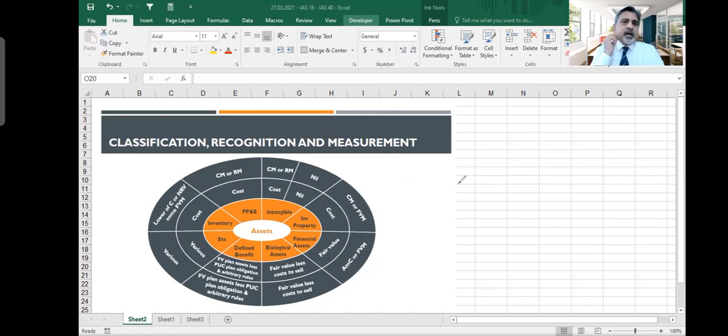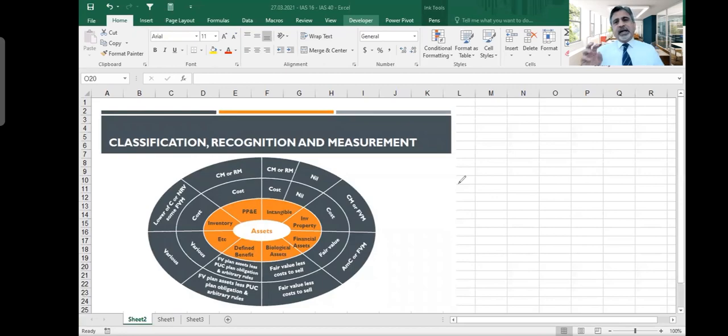Now, IAS 16 property, plant, and equipment, these are tangible non-current assets. Common examples are land and building, motor vehicles, plant and machinery, furniture, fixture, computer equipment, etc. So quite a lot of tangible non-current assets, starting with land and building and plant and machinery. Under IAS 40, you have only investment property, and that is only land and building, and that's all. Investment property, IAS 40, is land and building.